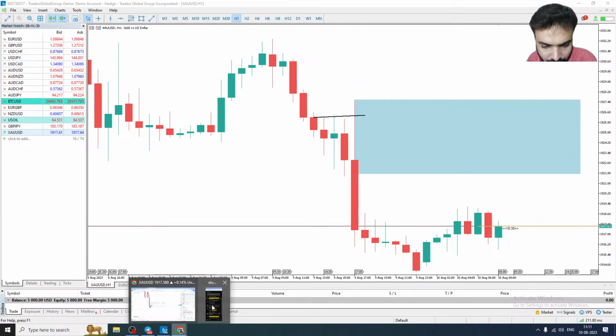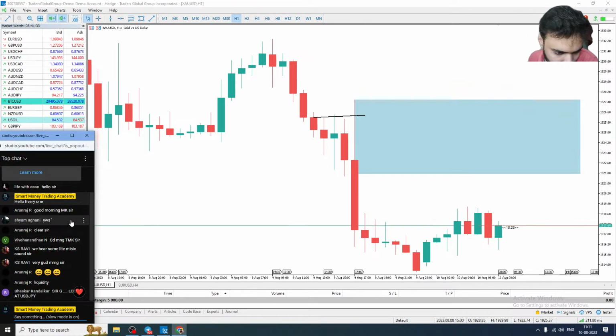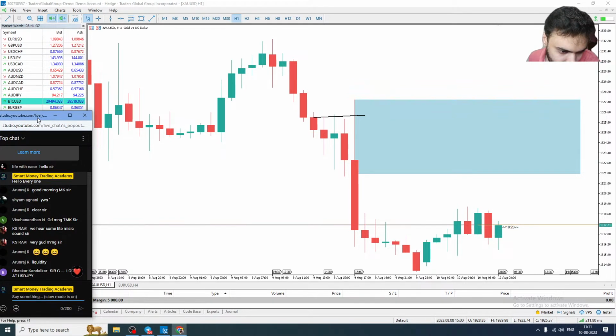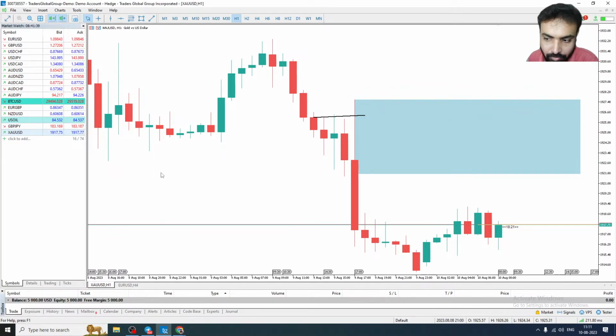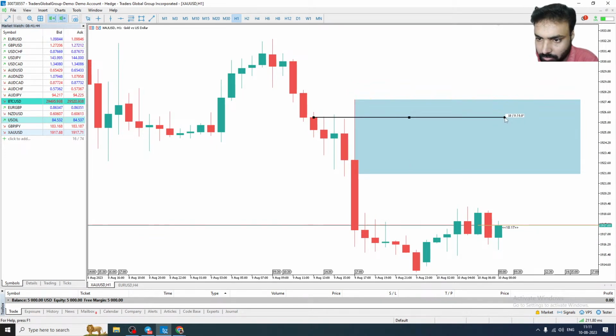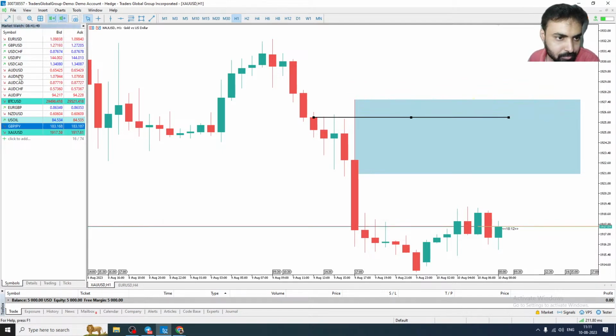Okay, USD/JPY, we'll see the USD/JPY. This is a good selling level for gold. And the USD/JPY. Okay, I accidentally closed the other one.